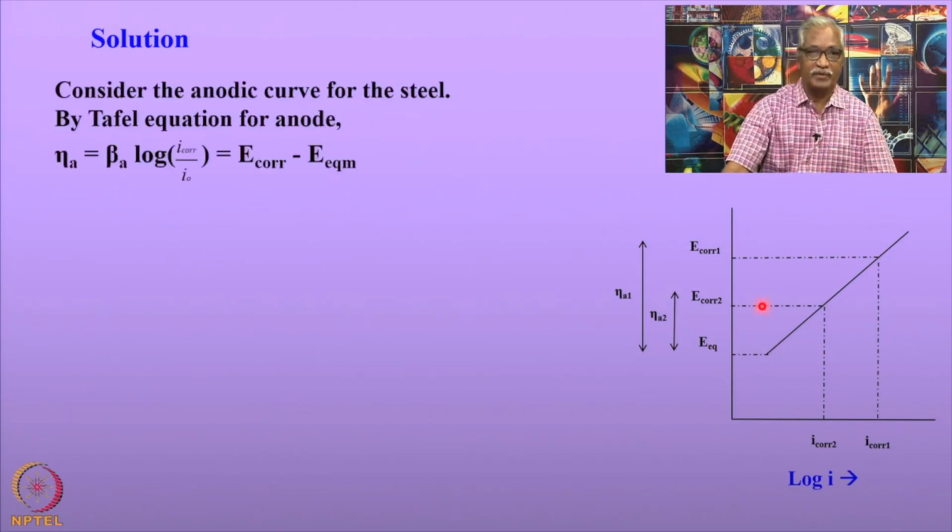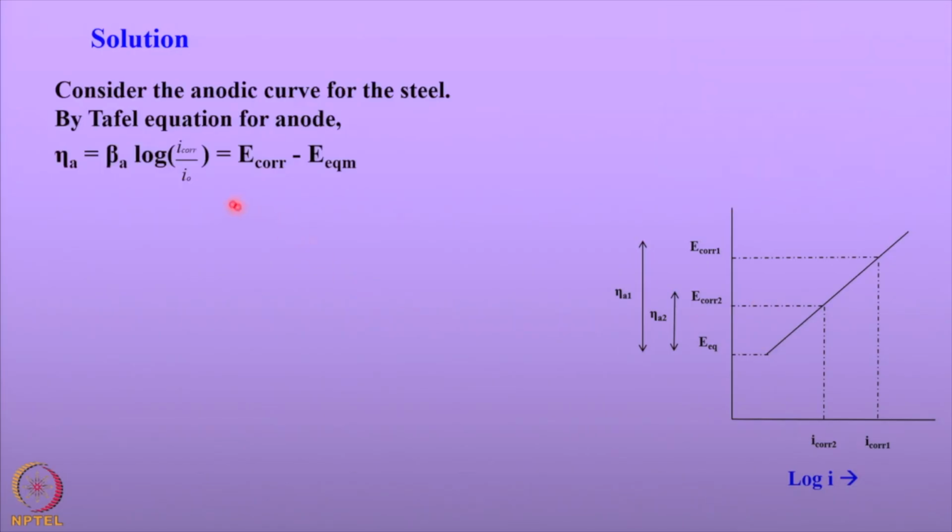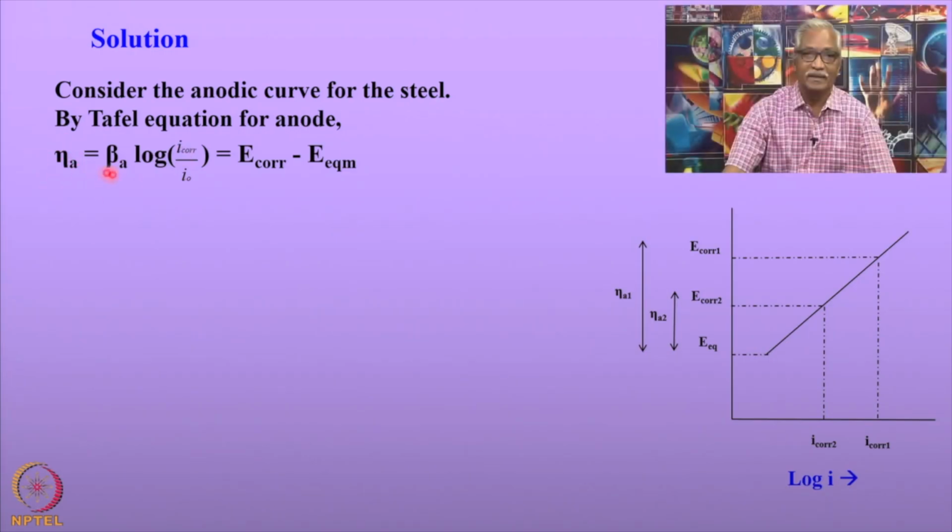So, we start with the well known Tafel relationship for the anodic reaction, that is eta is given as beta, that is Tafel slope, log of ICAR upon the exchange current density. Then eta, the overvoltage, is given by the corrosion potential minus the equilibrium potential, that is this is the equilibrium potential and this is the corrosion potential, and that is the overvoltage if a metal is immersed in the soil without the application of cathodic protection.